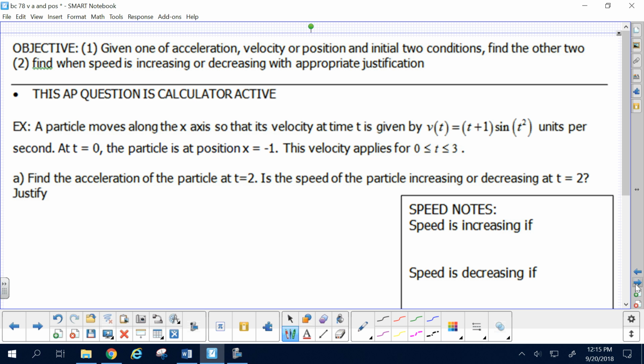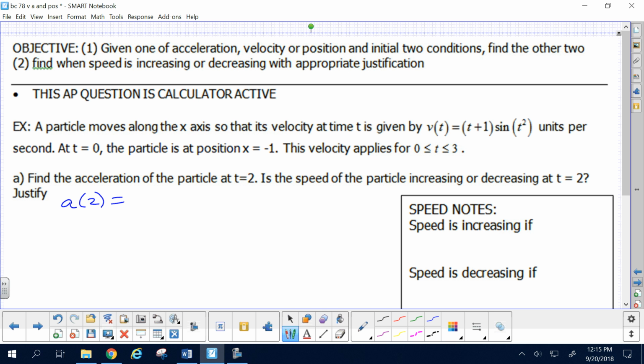Okay. So here we go. This AP question is calculator active. You may use a calculator. Here it goes. A particle moves along the x-axis, and its velocity is given by that ugly function, in units per second. At time equals 0, the particle is at position x equals -1. This velocity function applies from time 0 to time 3, and the units are in seconds. So, if I asked you to find the acceleration of the particle at time 2, that's easy enough. How do I do it?